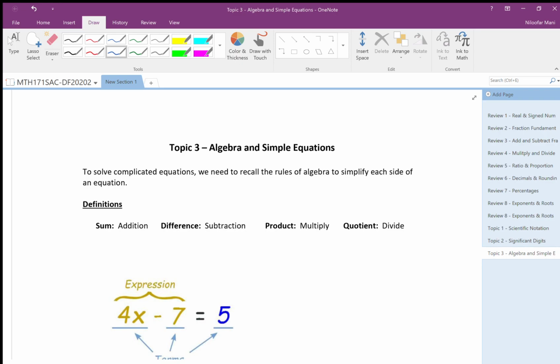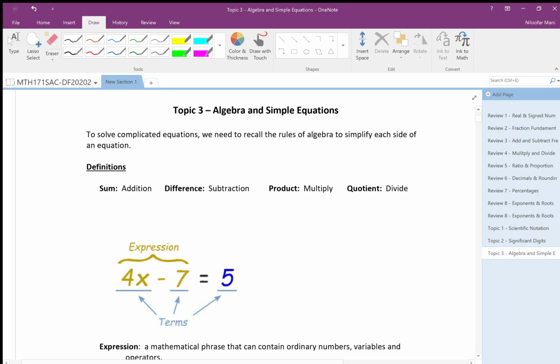In order to solve complicated equations, you need to start from easy ones, and so we are going to work on easy ones here. We start from scratch to talk about algebra and how to solve equations.